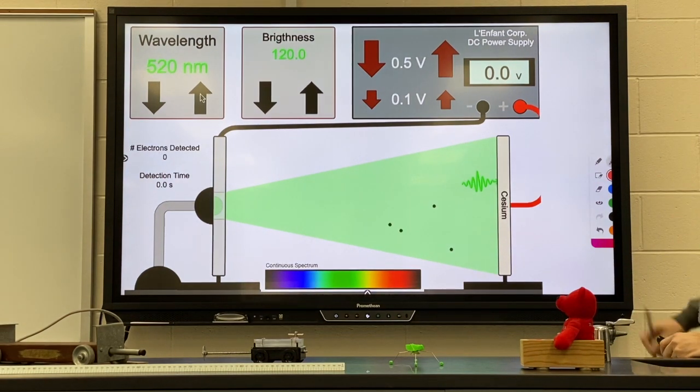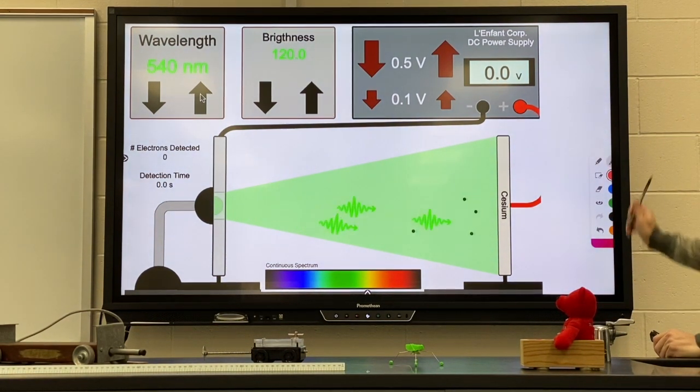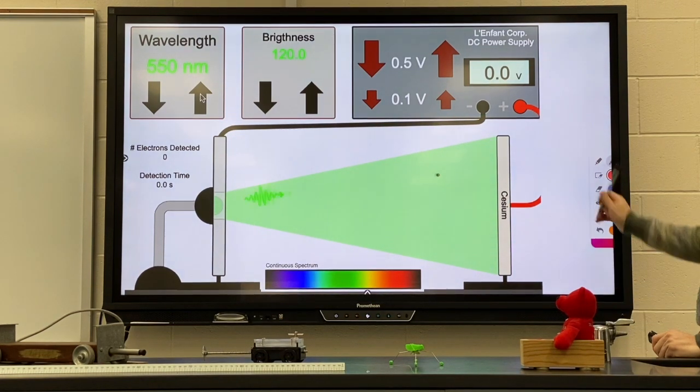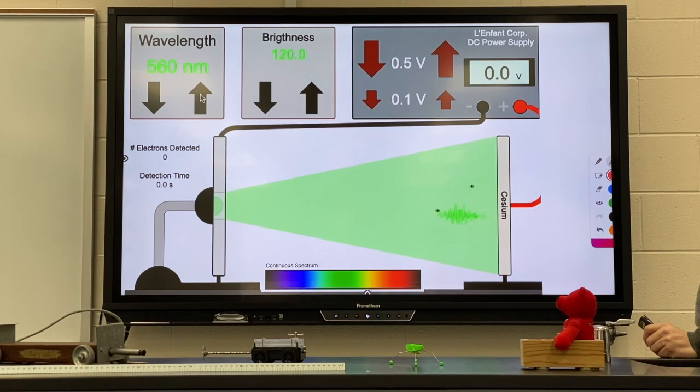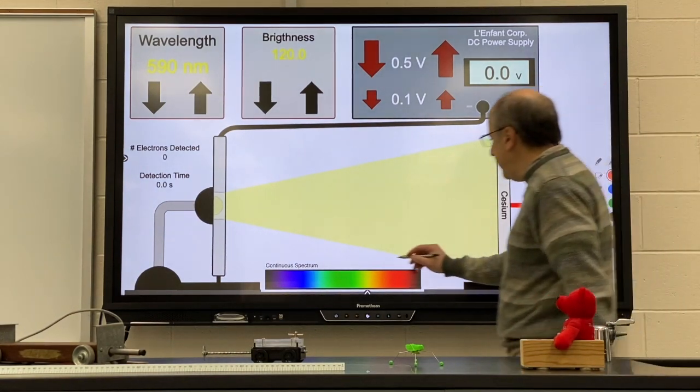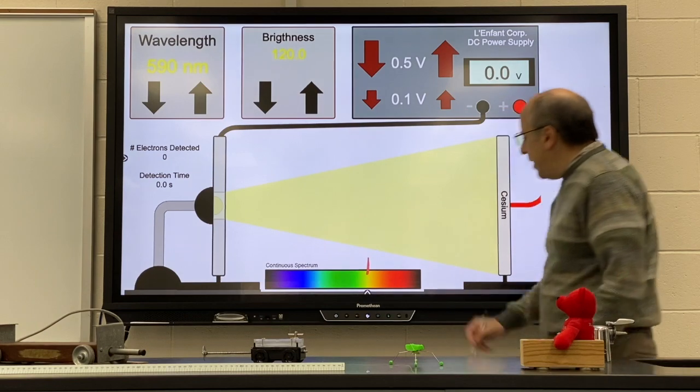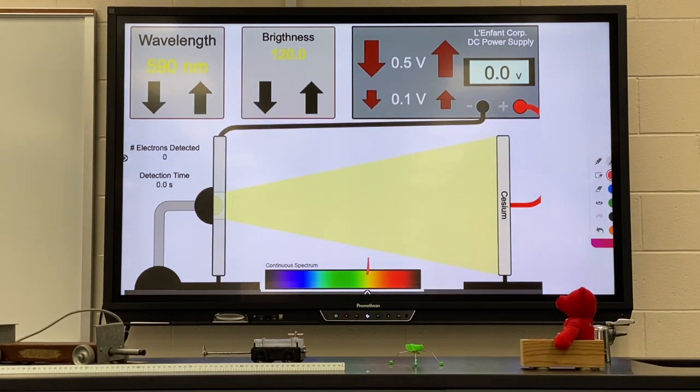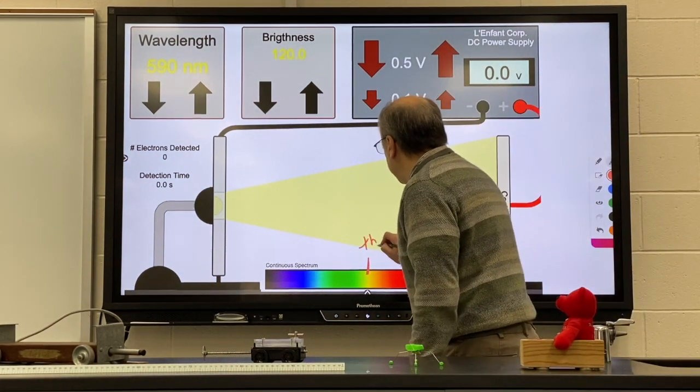We're going to switch to a different metal. We're going to use cesium. Again, we're going to start in the 500s. 530 knocks it off. 540 knocks it off. 550, they still get knocked off. 560, 570, they're still knocking the electrons off. 580, they're still coming off. And somewhere between 580 and 590, we've now moved a little bit further along in our spectrum. Our threshold is now over here.